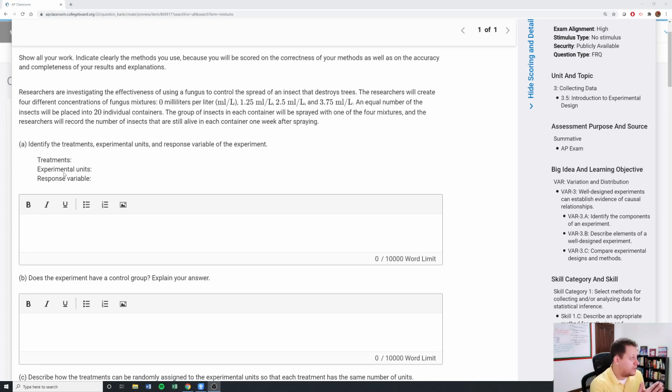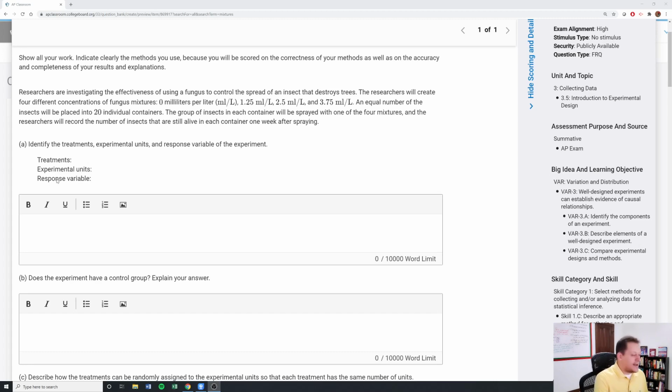There are multiple insects in each container. So the insects aren't the experimental units. It's the containers. Right? Because the entire container is getting one of these treatments. Okay? So that is a distinction you need to make. Just because the insects are a living thing and the containers aren't means nothing. The experimental unit is the unit to which the treatment is applied on an individual basis.